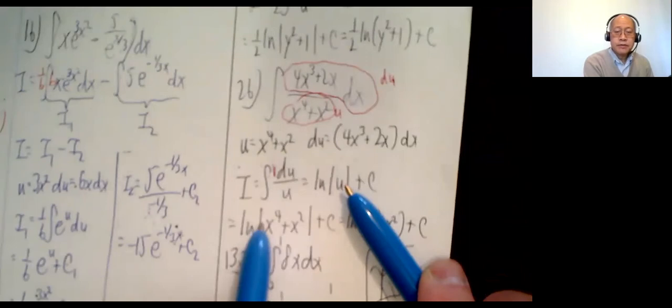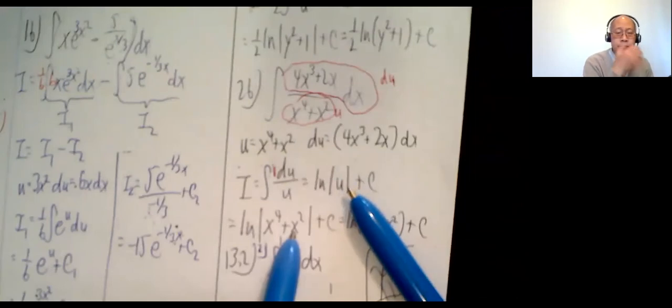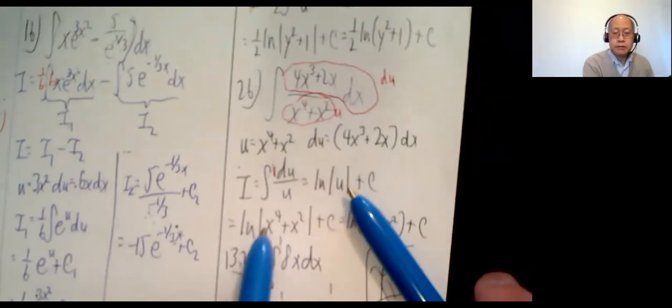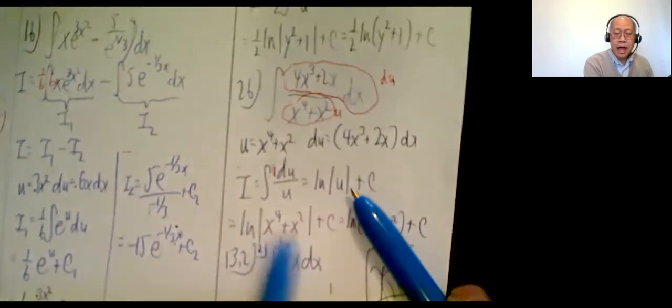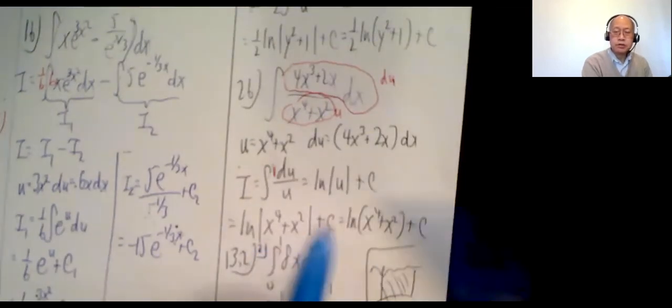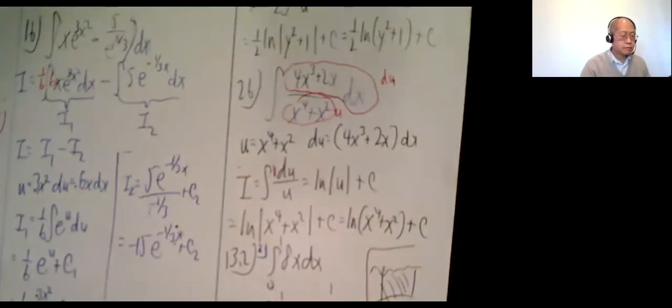And then last thing, x to the 4th plus x squared. Is there any possibility that that comes out to be negative? No, right? When you raise something to the 4th power, it can't be negative, because even if you plug in a negative, negative times negative times negative times negative is positive. Similarly, x squared is non-negative. Add them up, can't be negative. So once again, drop the bars.